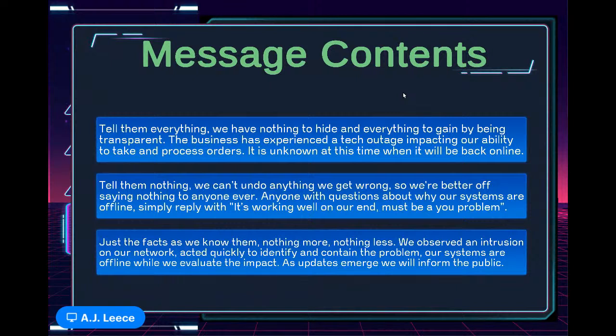So now we're going to be doing some customer outreach. This is a multiple choice game. Now that I know there's a bit of a minute delay, I'll just play through this kind of independently. So right now as a group, we get to decide what we're going to tell them. We can either tell them everything, we have nothing to hide and everything to gain by being transparent. So we can just simply say the business experienced a tech outage. We don't know when it's coming back online.